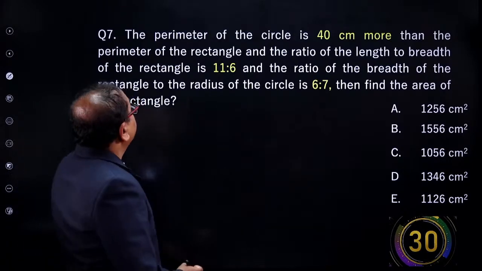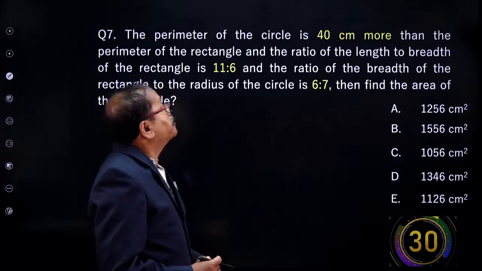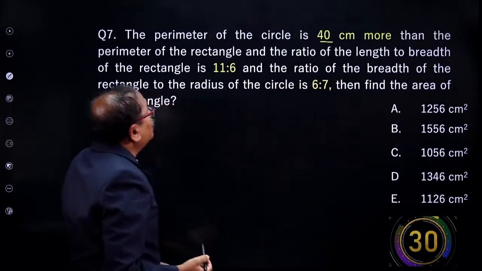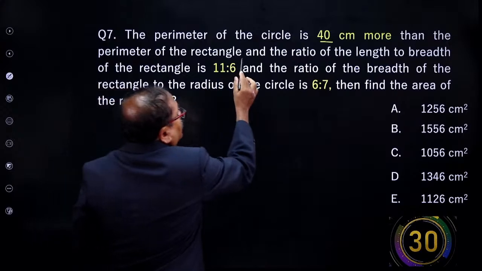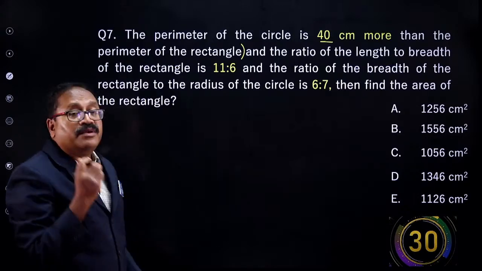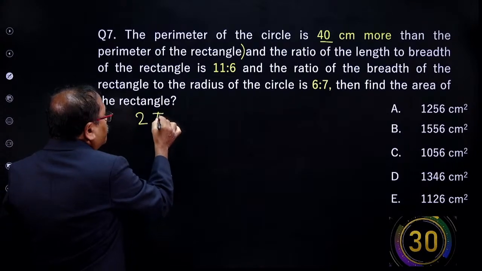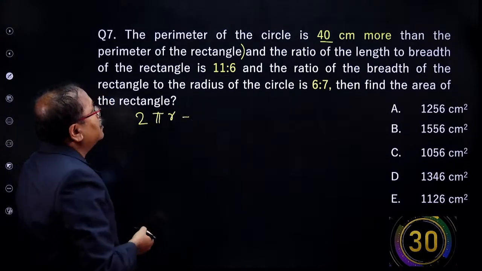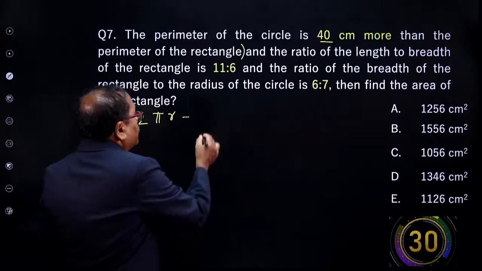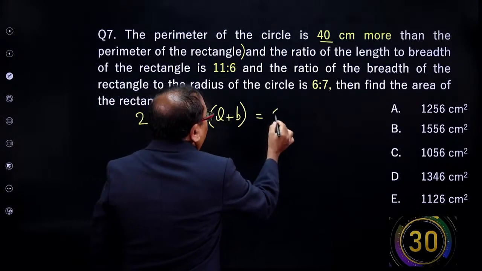That's a beautiful question. Look at this mensuration. You know that you will get one question from mensuration. Now the perimeter of the circle is 40 more than the perimeter of the rectangle. 40 more than. So what is the perimeter of the circle formula? 2 pi r. So given to us is 2 pi r minus, what is that? Perimeter of the rectangle, 2 times of L plus B. So minus 2 times of L plus B, which is equal to 40.